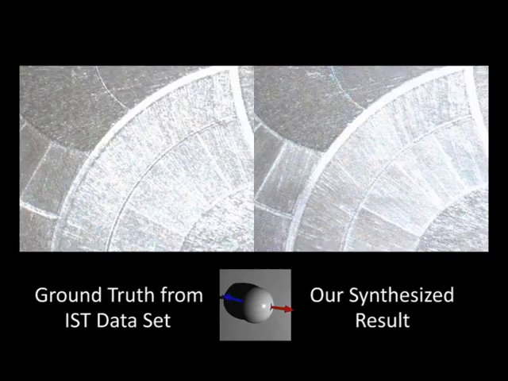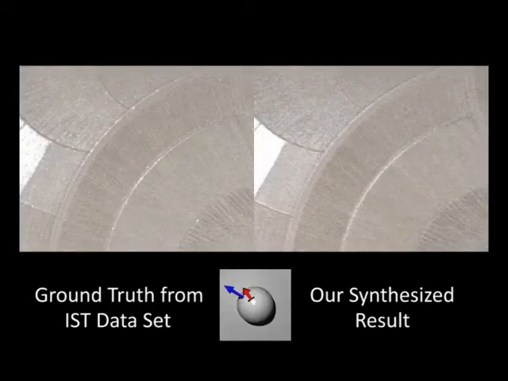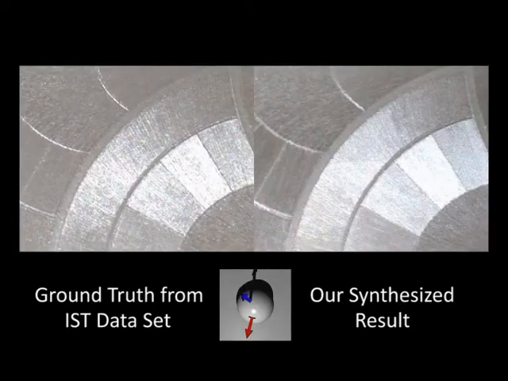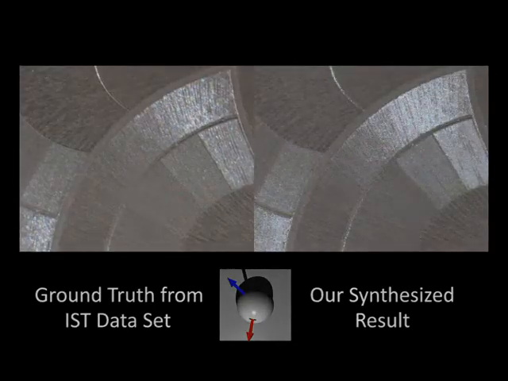Here's a second example based on IST data. This material has significant anisotropy and local frame variation over fan-like regions. Our method preserves the visual character of anisotropic reflectance, including its spatial variation.